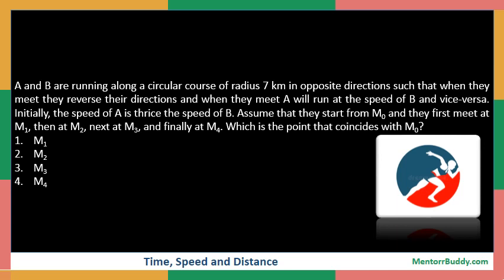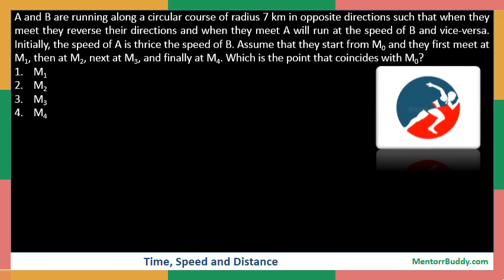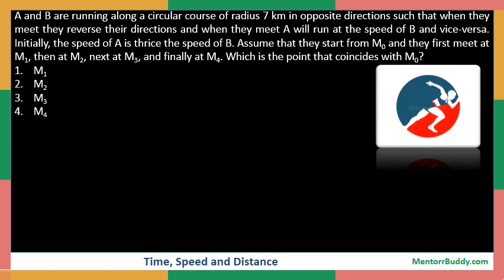Assume that they start from M0 and they meet at M1, then at M2, next at M3, and finally at M4, which is the point that coincides with M0. So let us see how we can solve this question. Just by reading it, we can say that this question belongs to the circular track category. So let us approach the question.